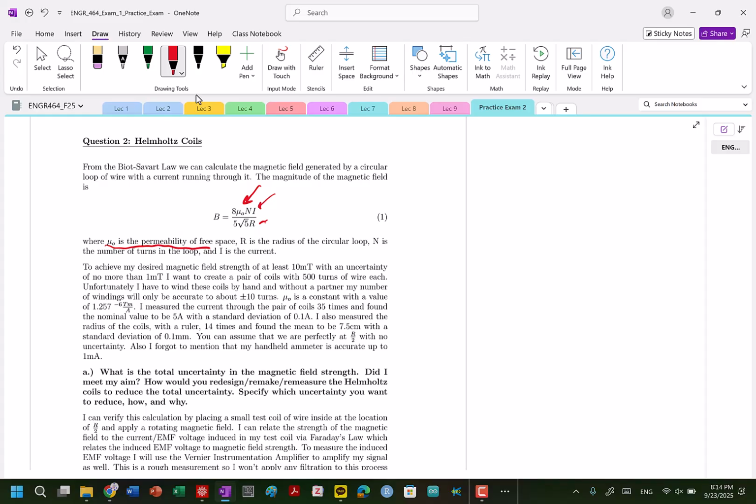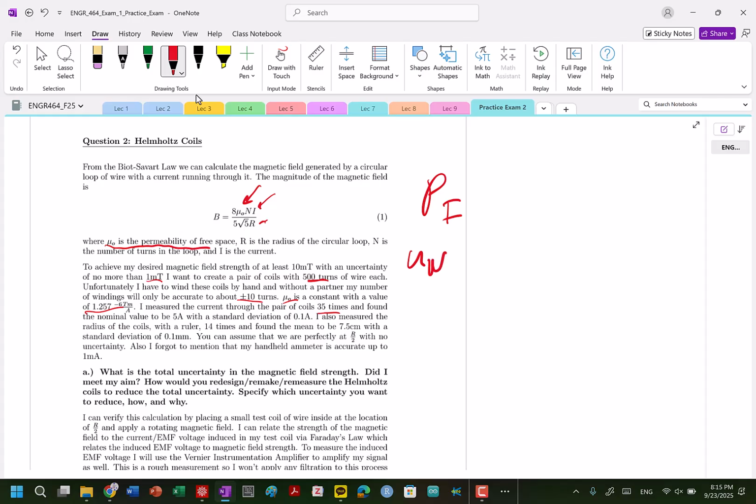I want 10 millitesla, with uncertainty of no more than 1 millitesla. So my number of turns nominally is 500. Winding is by hand, accurate plus or minus 10 turns. We have this as our constant here. Measure the current through the pair of coils 35 times. So there's going to be some precision error in the current. There's also uncertainty in the number of windings.